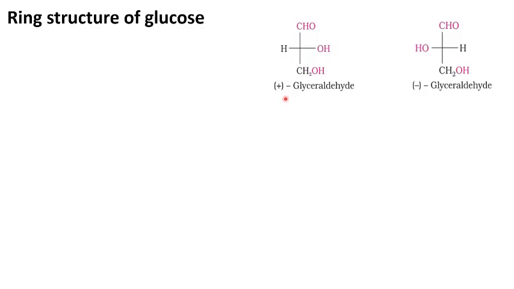So this is plus glyceraldehyde. Plus indicates dextrorotatory and minus represents levorotatory. So these two forms of glyceraldehyde are optically active. With respect to the CH2OH, in this compound the hydroxy group is present on the right side, and in this compound the hydroxy group is present on the left side.